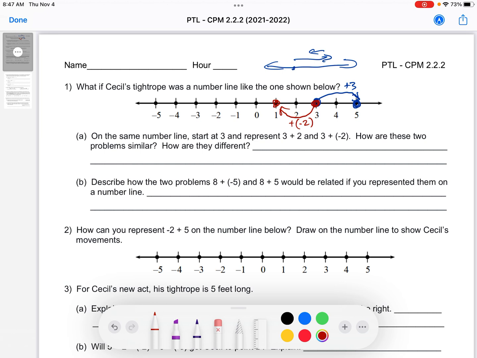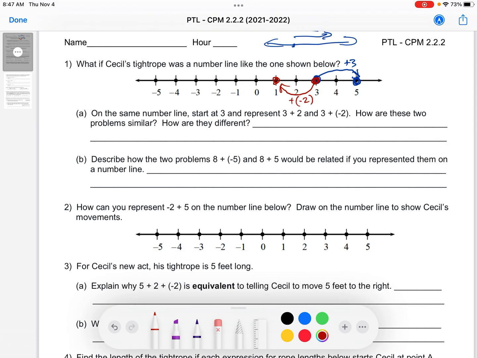Describe how the two problems 8 plus negative 5 and 8 plus 5 would be related if you represented them on a number line. Well, they would have to have the same start point, wouldn't they? And they're moving 5 units away in both directions. The difference is that one would be going in one direction and one would be going in the other direction.